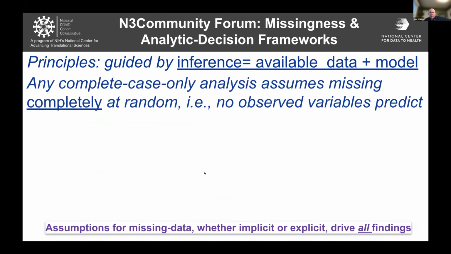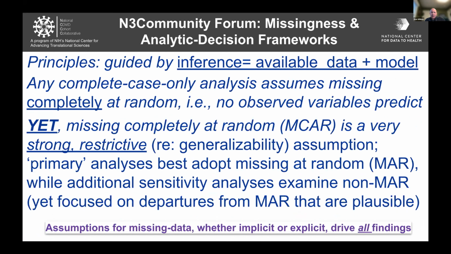And so, basically, you want to go beyond the complete case-only analysis model, cover your eyes and hope for the best, cross your fingers. It's a very strong restrictive assumption, not going to be generalizable, and at peer review, you're going to be caught on it. So the best thing to do is have a primary analysis that adopts missing at random with additional sensitivity analyses that examine plausible departures from that, not missing at random.